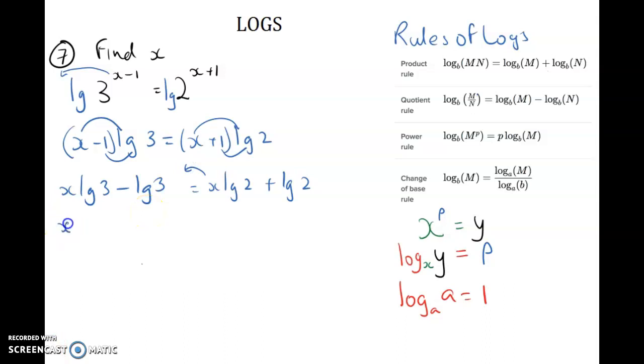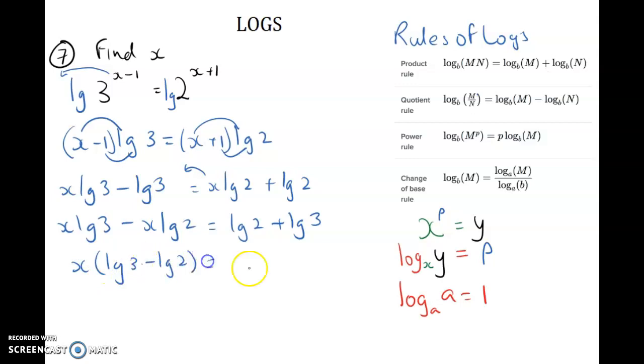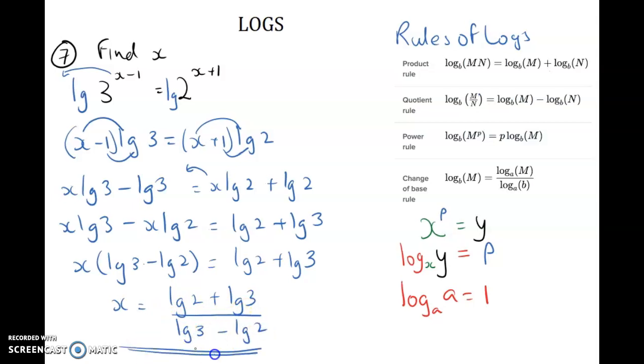Grouping the x's, now I'll get x log 3 minus x log 2 is equal to log 2 plus log 3. Factorizing x now, I get log 3 minus log 2 here, log 2 plus log 3 here, and just sending it over, I get x is equal to log 2 plus log 3 over log 3 minus log 2.